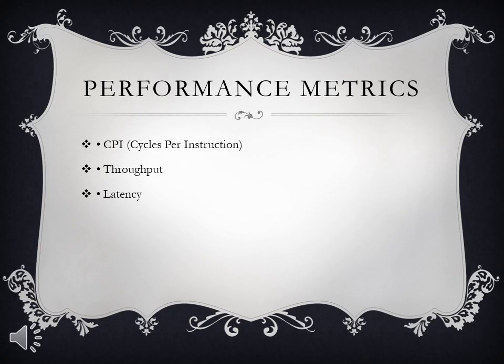Common metrics: CPI, cycles per instruction, lower is better. Throughput, instructions per second. Latency, time to complete a single instruction. Pipelining aims to reduce CPI and increase throughput.